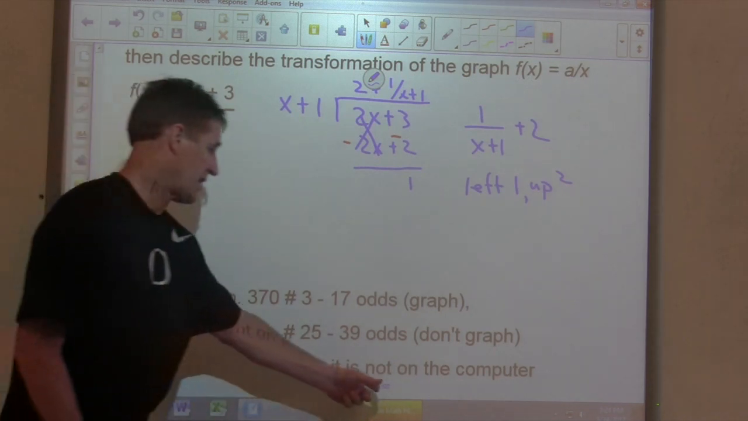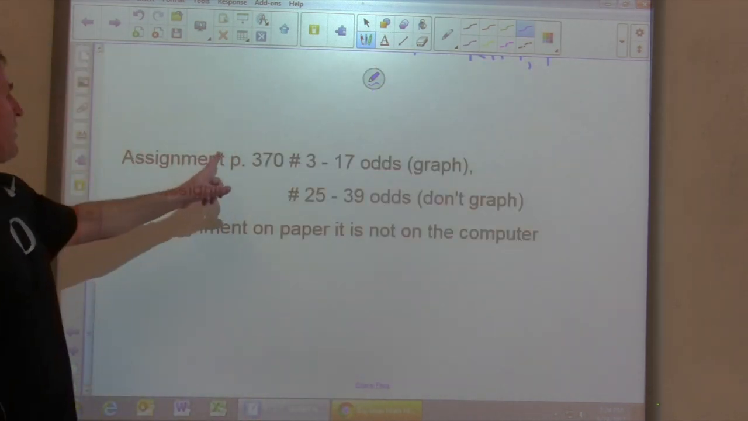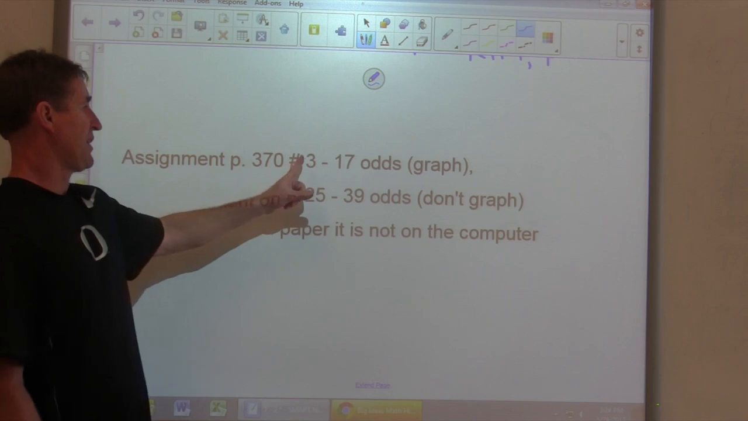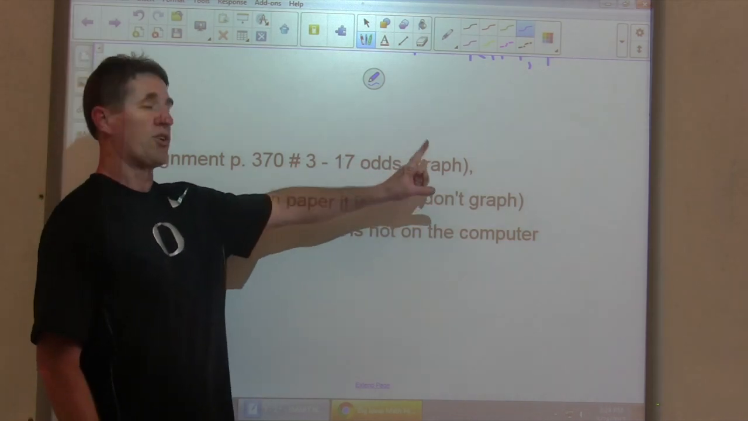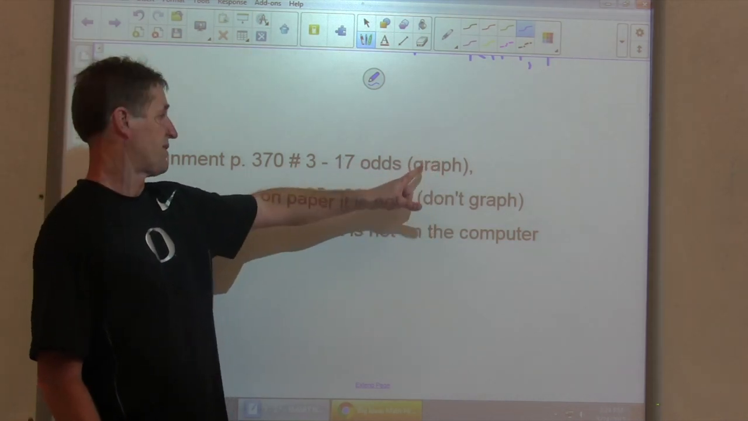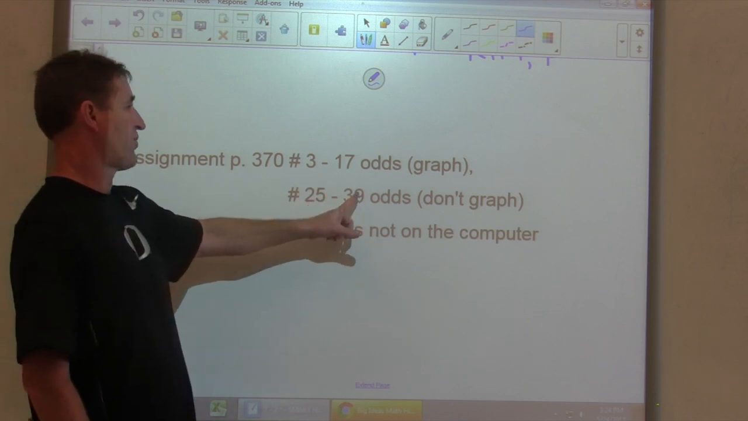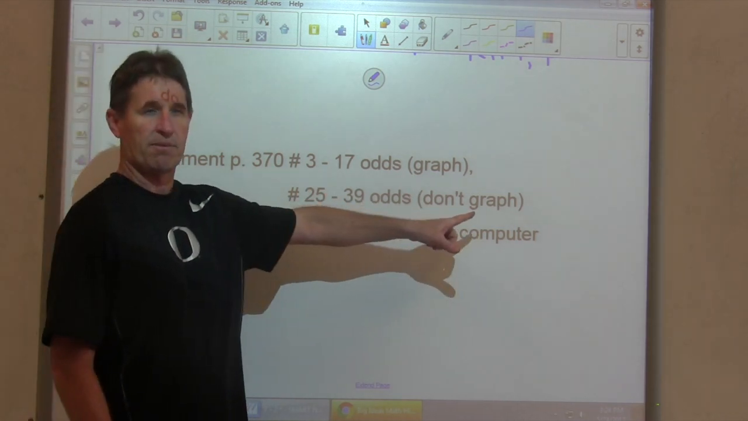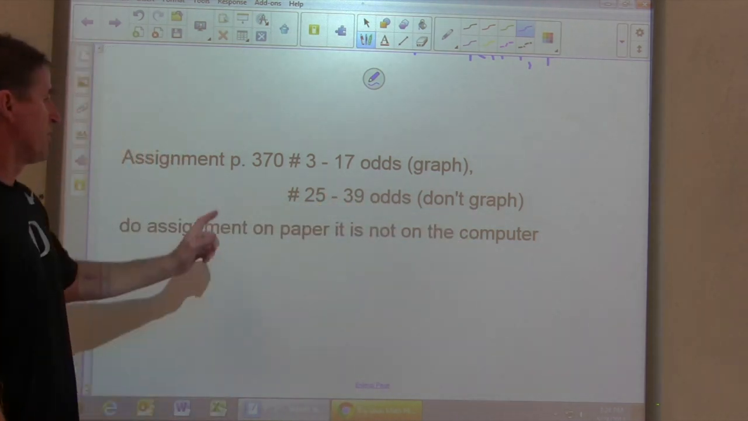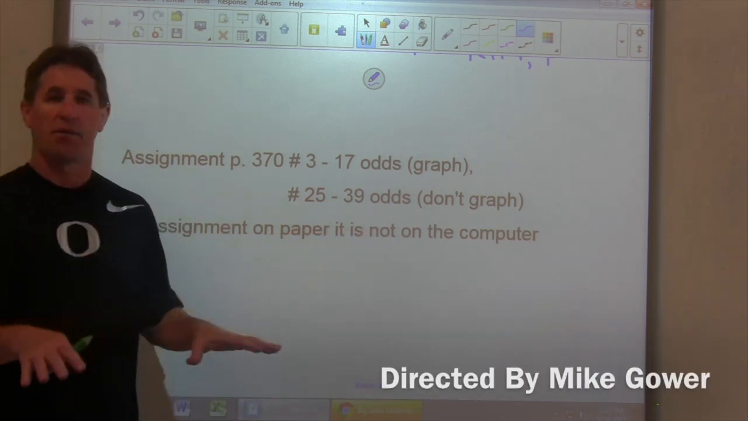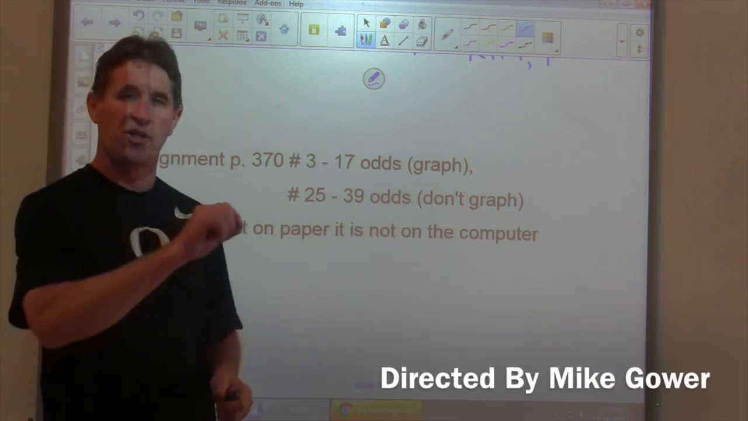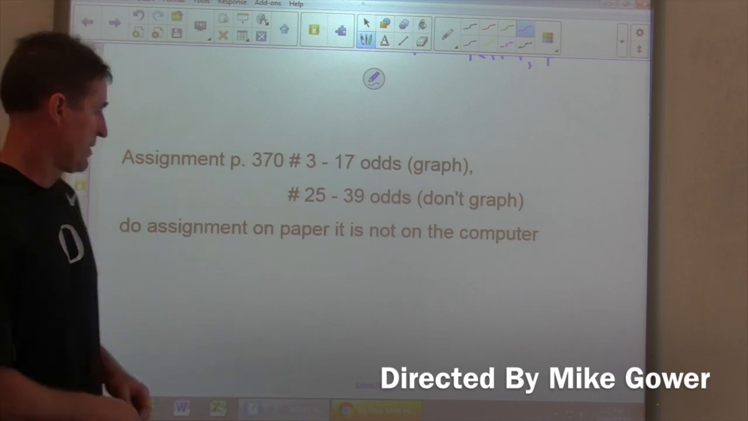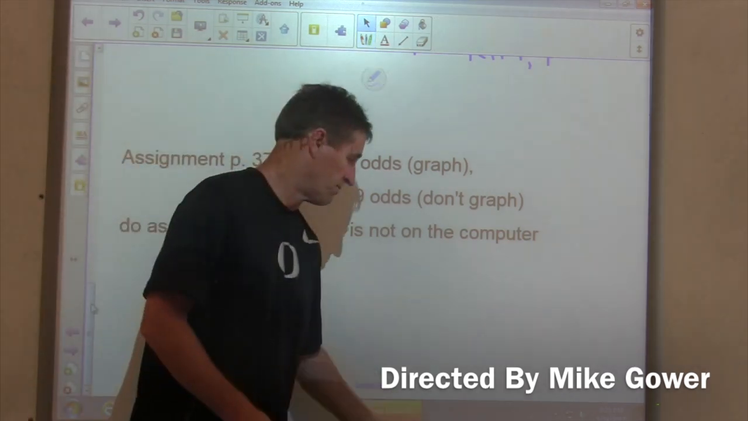And that's what you're going to be doing on this assignment. It takes a little bit of time on some of these, but on assignments on page 373, 3 to 17, the odds, you're going to graph those on 3 through 17, and then on 25 to 39, you don't have to graph those. Okay? You're going to do this assignment on the paper. It's not going to be on the Big Ideas Math. I want you to do those graphs, and I want to be able to check them that you know how to do that. So, good luck on that.